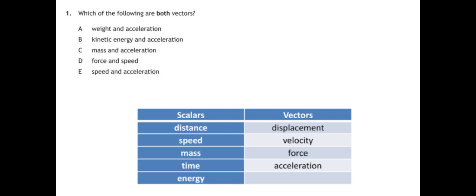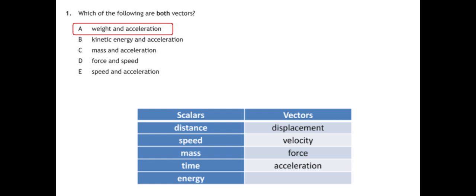So scalars include distance, speed, mass, time, and energy, whereas vectors include displacement, velocity, force, and acceleration. And we need to also realize that weight is the force due to gravity, so weight is a force. So answer A are technically both vectors because weight is a force and acceleration as well are both vectors.